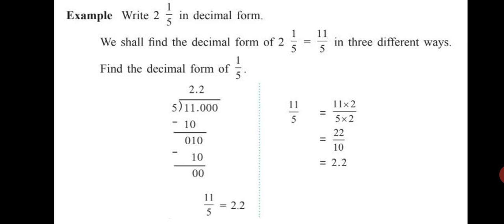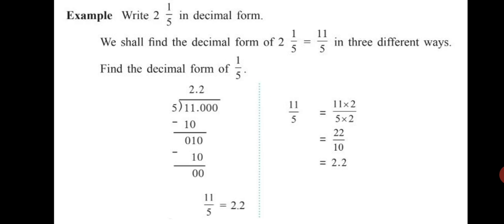So first step you will convert it into an improper fraction. So 2 5s are 10 plus 1, 11, 11 upon 5. So now 11 upon 5 is the fraction that you have got. We shall find the decimal form of 2 1 upon 5, which is equal to 11 upon 5, in 3 different ways. But here 2 methods are shown which are quite simple, and that's why I've chosen these 2 different methods. So let's see the first method. Find the decimal form of 1 upon 5.